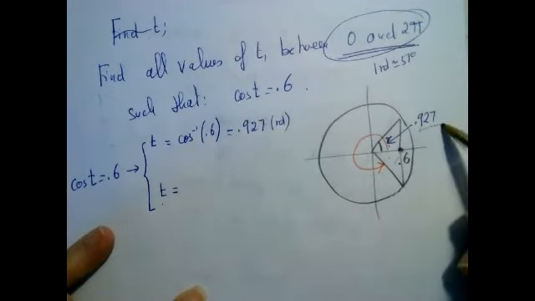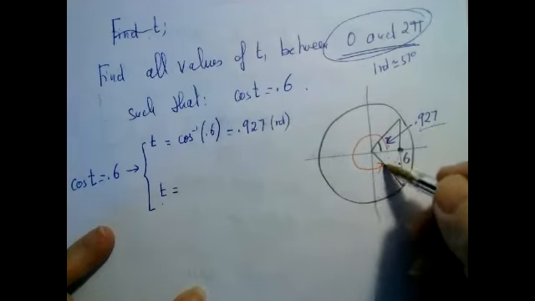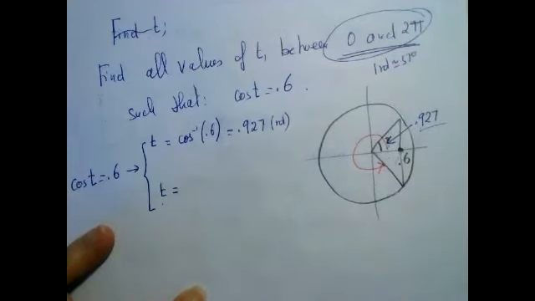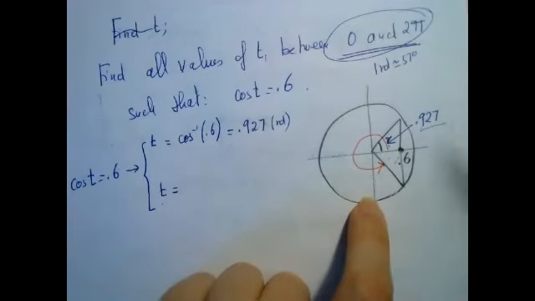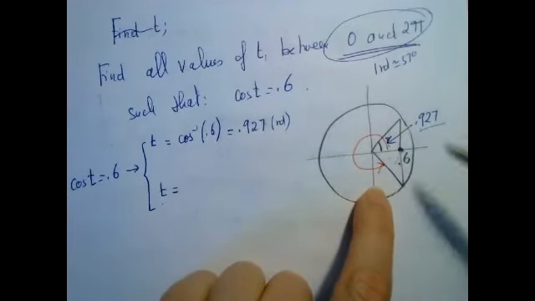If this is 0.927, how can I get this angle from here to here? No, no, no. You guys know how to do that. I give you a minute and I want an answer. I want you to think about it. This is 0.927. If I want all the way to here, how can I get it?